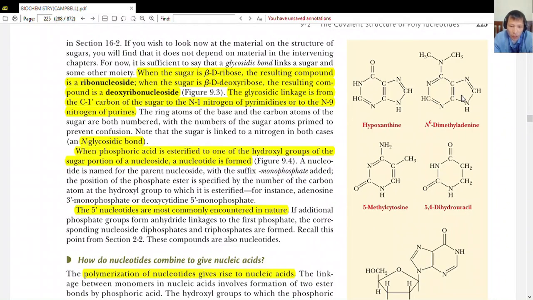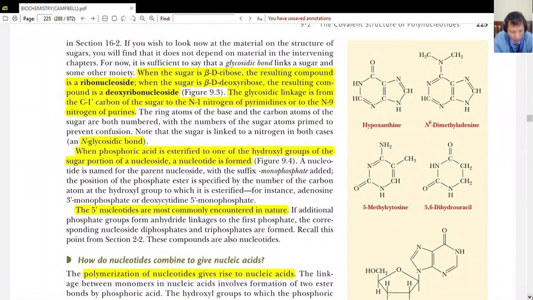So I think in terms of drawing, the beta type is your beta D-ribose. Your D-ribose first, that is a dextrorotatory ribose, is drawn on the upper part. When the sugar is a beta, the resulting compound is a ribonucleoside. You can see in the drawing, in terms of projection from your Fisher projection, that the group is on the upper side.